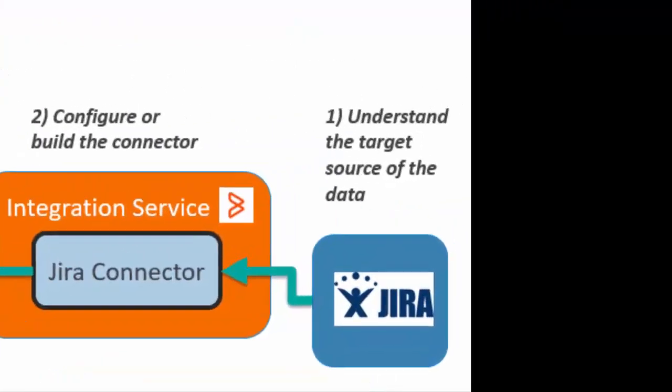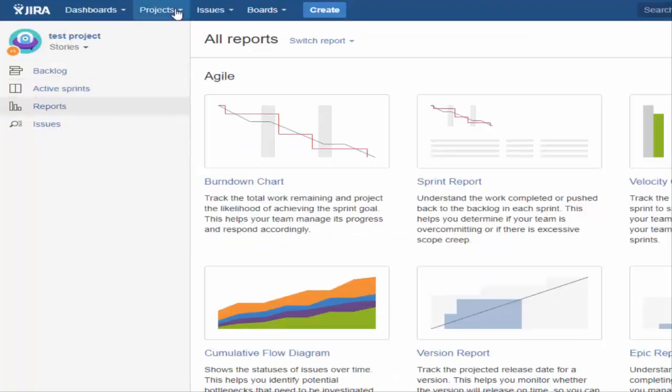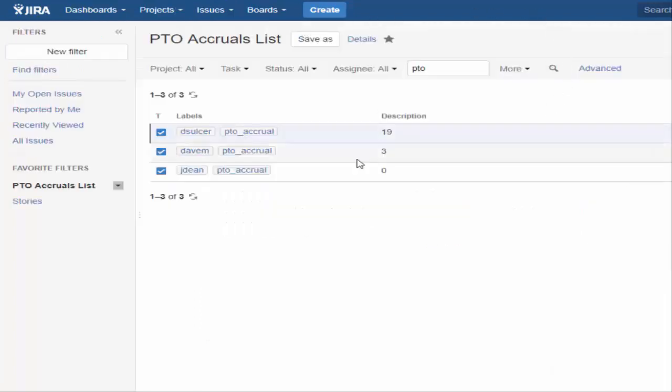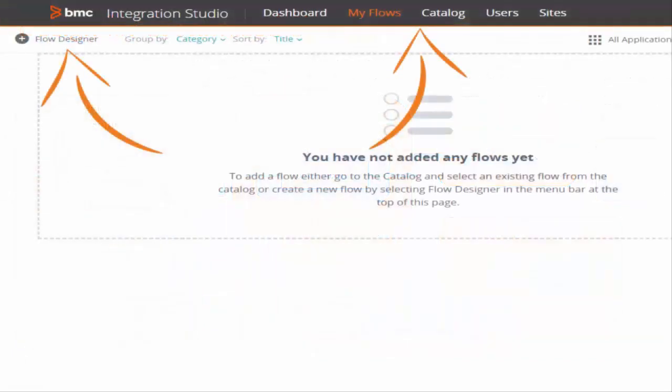It's probably a good idea to go to the source of the data itself. Understanding this is key. That way we can figure out how to get to the data in our process. We see that it's stored in Jira. We see that it's stored keyed by a label on a record, and that the description field holds the days off, the days accrued. Now we need to configure our Jira connector to get that data.